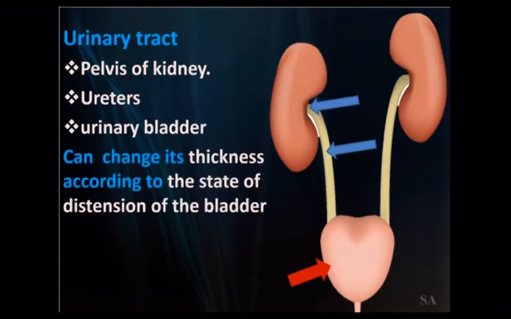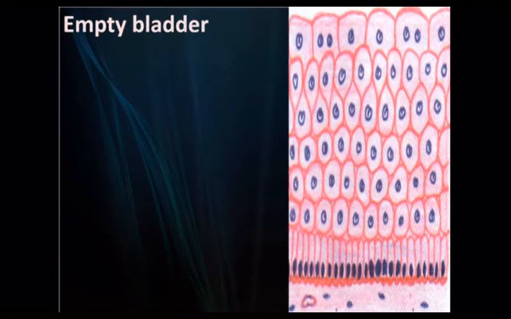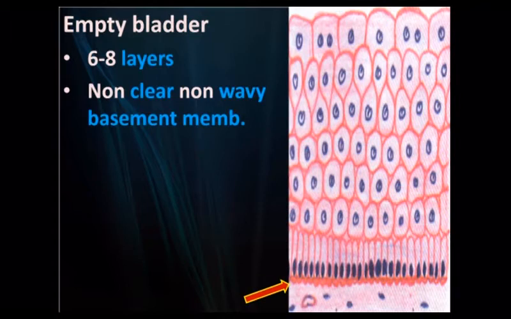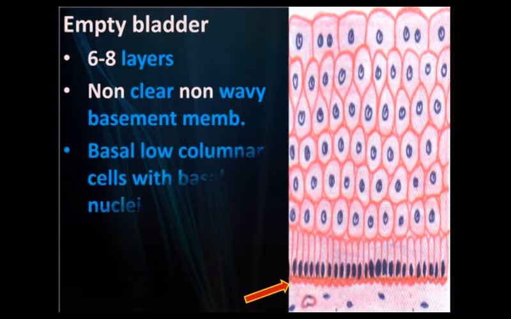This epithelium can change its thickness according to the state of distension of the bladder. We will study this epithelium when the bladder is empty and when the bladder is full. When the bladder is empty, the thickness of the epithelium ranges from 6 to 8 layers. The basement membrane is non-clear, non-wavy. The basal cells are low columnar cells with basal and oval nuclei.